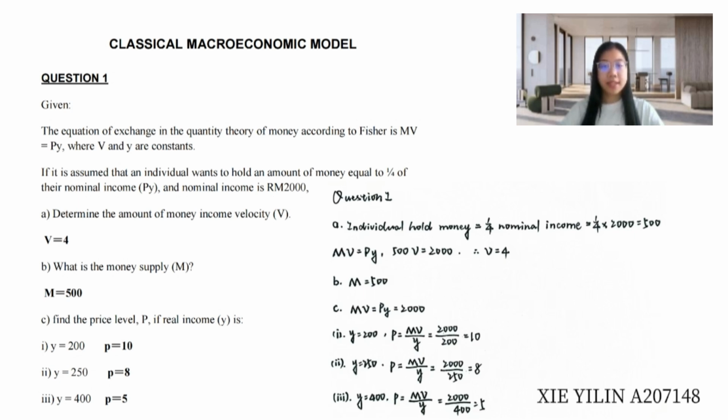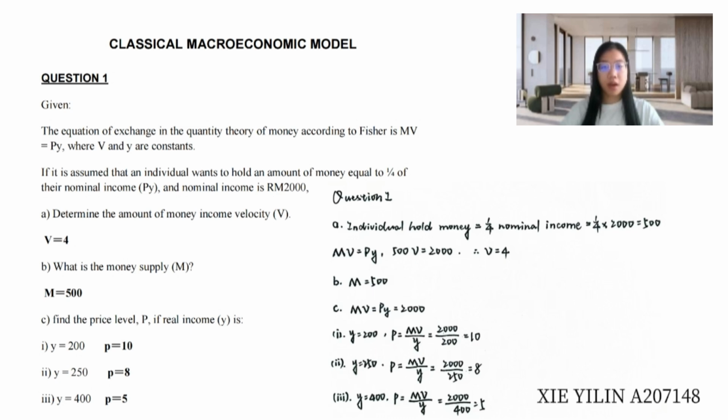Similarly, for the second sub-question, 500 multiplied by 4 equals P multiplied by 215. So P equals 2,000 divided by 215, which gives P equals 8. And for the third sub-question, 500 multiplied by 4 equals P multiplied by 400. So P equals 2,000 divided by 400, which gives P equals 5.